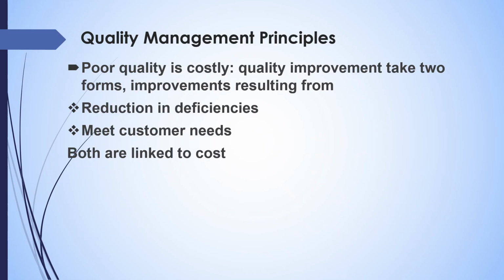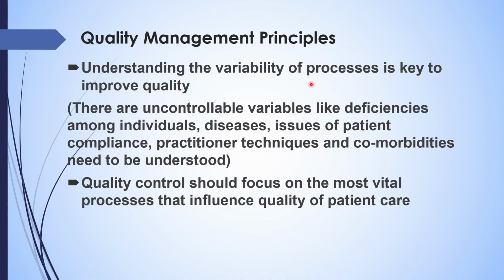Quality improvement takes two forms: reduction in deficiencies and meeting customer needs. Both are linked to cost. If you made anything that was done wrongly, it will cost rework, which is costly, correct? So reduction in deficiency is very important. Also meeting the customer needs is very important. Then understanding the variability of processes is key to improve quality.